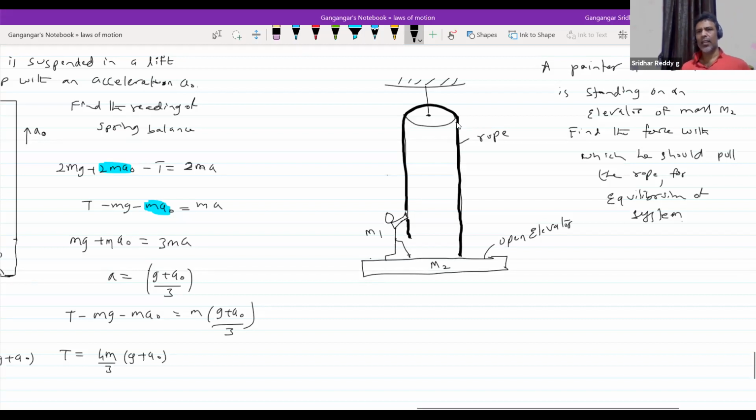Okay, now look at this one. A painter of mass m. This is very generalized, nothing to do with our physics here. You might have seen persons who paint buildings, the high-rise buildings or some apartments. There'll be a wooden platform, which I'm calling the elevator.